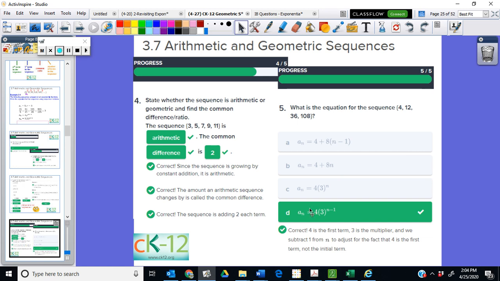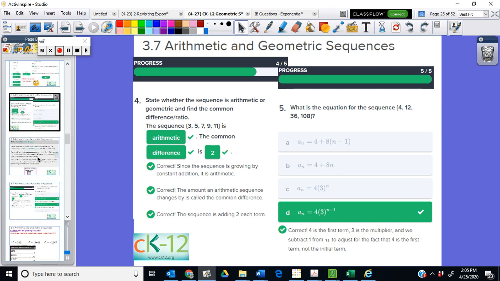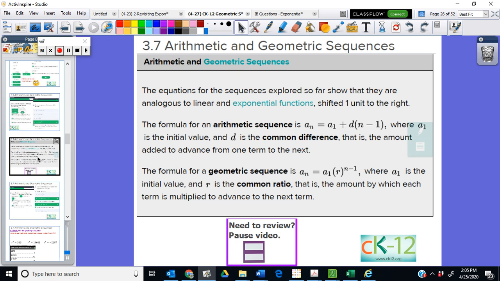Here's 4 and 5. Notice that this is not arithmetic because you have to multiply 4 by 3 to get 12. Multiply 12 by 3 to get 36. Multiply 36 by 3 to get 108. Here is a summary of what the different sequences look like. Again, focus on the exponential.